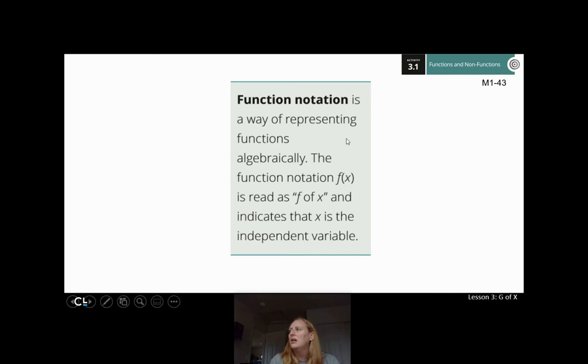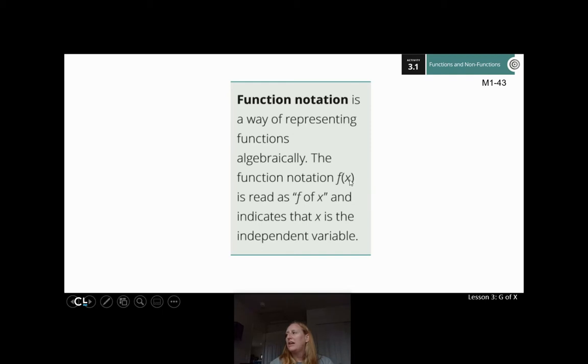Function notation is just a way of representing functions algebraically. So it's still going to look a lot like our equation, but there's going to be a little difference. Function notation usually looks something like this: f, and f parenthesis x parenthesis, but we read it as f of x. Okay, so the function notation f of x is read as f of x and indicates that x is the independent variable.